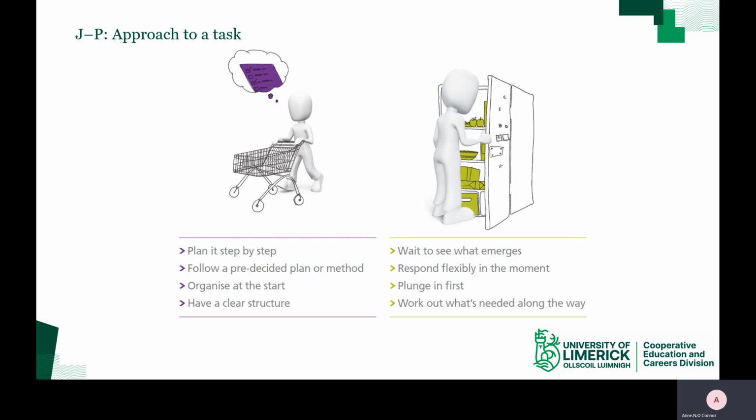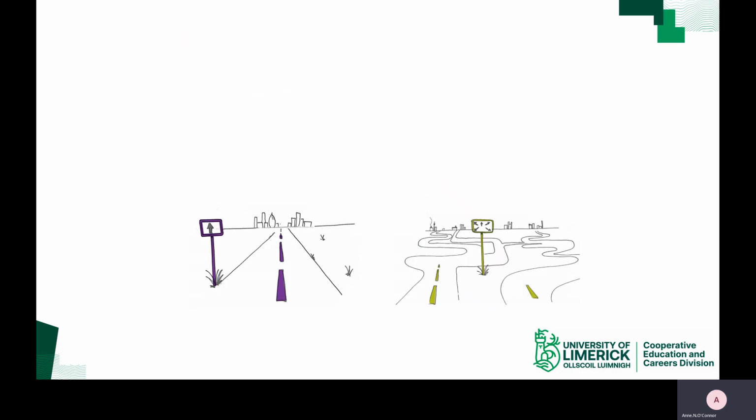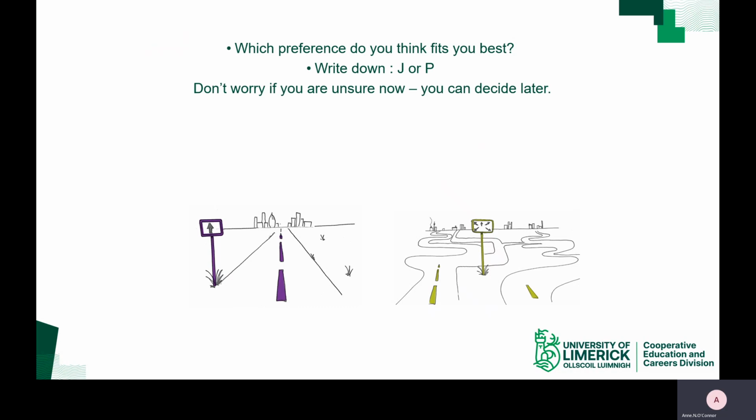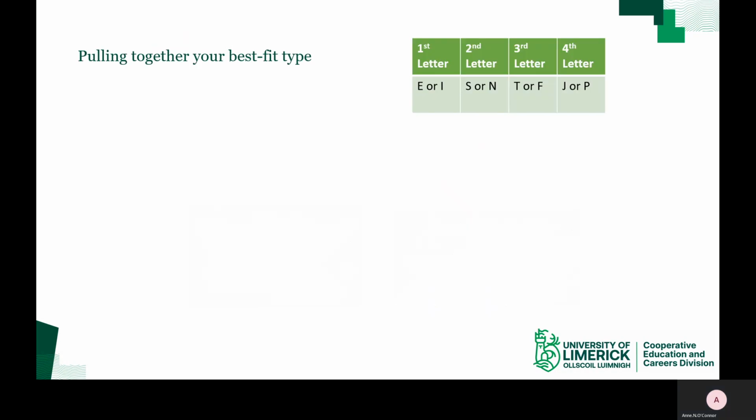They respond flexibly in the moment, and they plunge in first, and it works. Work out what needs to be done along the way. Okay, so very different approaches. Again, this is the same as the last time. What I'd like you to do is write down on a piece of paper where you think your preference lies. So are you a J or are you a P?